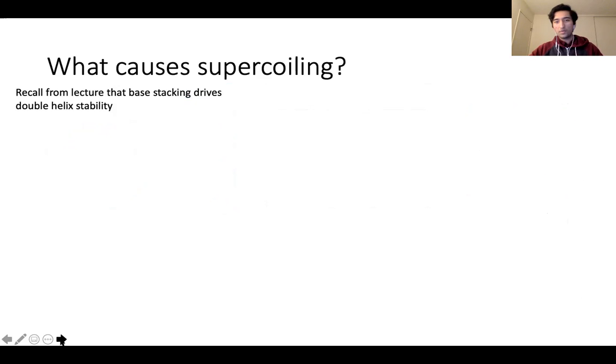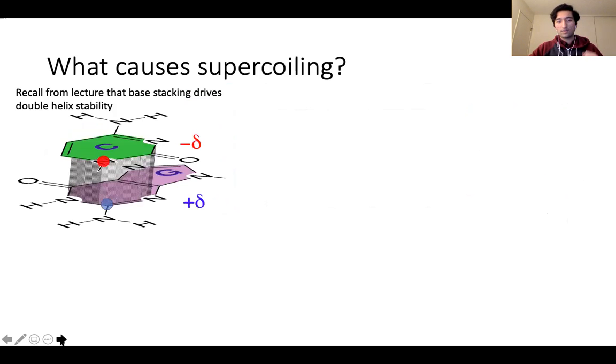Now that we have an idea of what supercoiling is, or at least what it looks like, the next natural question is, what exactly causes supercoiling? To understand this, we have to step back a little bit and think about the structure of DNA, which I think the tutors today have done a really good job of explaining. If we recall, base stacking is one of the most important driving factors in terms of not only stabilizing the DNA helix, but forcing it to adopt a certain conformation.